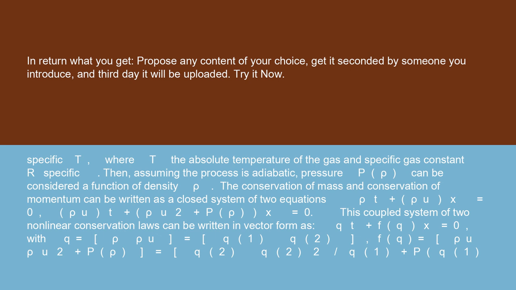This coupled system of two nonlinear conservation laws can be written in vector form as q_t plus f(q)_x equals 0, with q equals (rho, rho u) equals (q1, q2), and f(q) equals (rho u, rho u² plus p(rho)) equals (q2, q2²/q1 plus p(q1)).